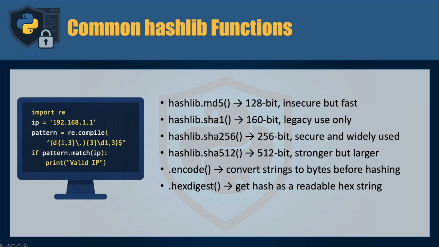Python's hashlib module provides multiple hashing functions. MD5 and SHA-1 are no longer secure, but are still found in legacy systems and frequently used for file integrity checking. SHA-256 and SHA-512 are strong and commonly used in security applications. Remember, before hashing, text must be converted to bytes with encode, and the resulting hash can be returned in a readable hexadecimal form with hexdigest.